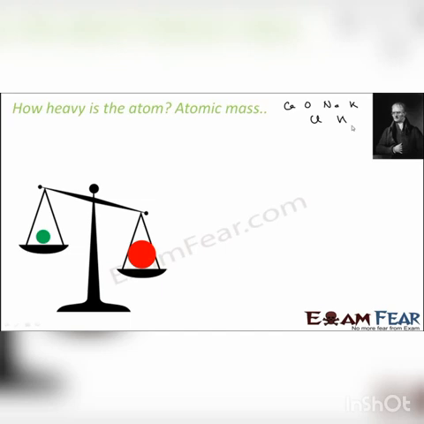Let's see how heavy the atom is. See, Dalton's atomic theory has clearly told that each element, or each element's atom, has a unique mass, right? Some are heavy, some are light. For example, oxygen is heavy, hydrogen is light, and we'll show you how. Okay.